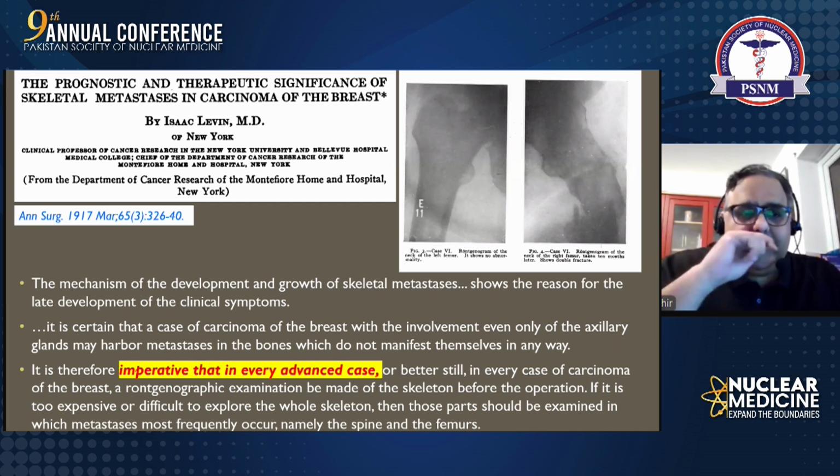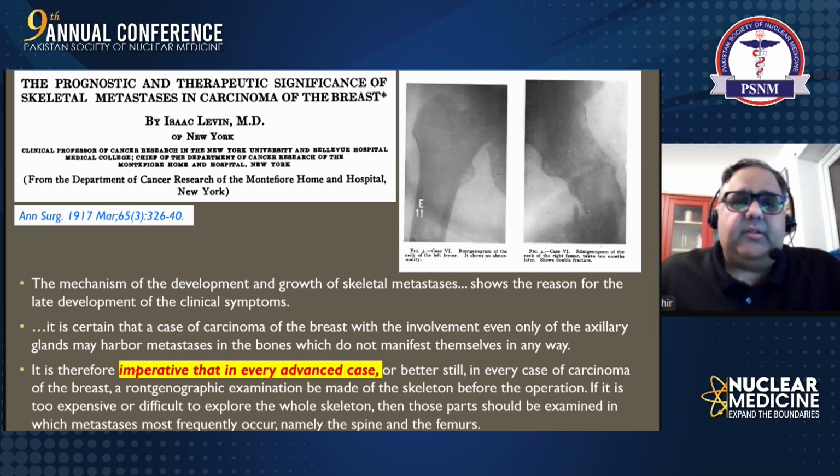Now, going back again in history, this paper from 1917, the prognostic and therapeutic significance of skeletal metastasis in carcinoma of the breast. Isaac Levine, in this paper, identified the mechanism of the development and growth of skeletal metastasis, and at that time the best modality was X-rays, and they emphasized the need for X-rays in breast cancer patients to look for bone metastasis. So this workup for skeletal metastasis started around the early 20th century.